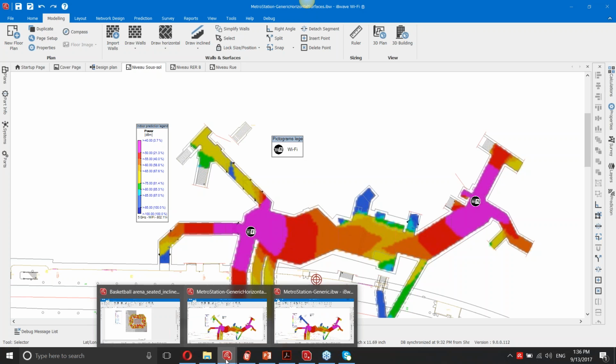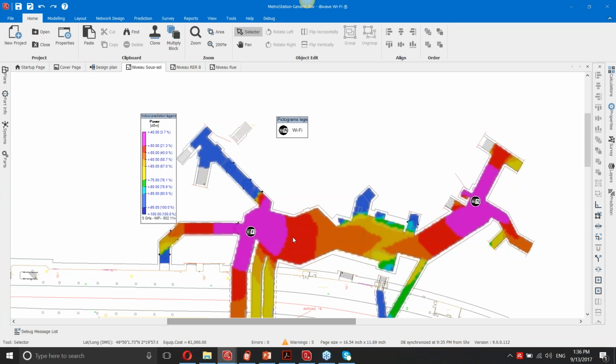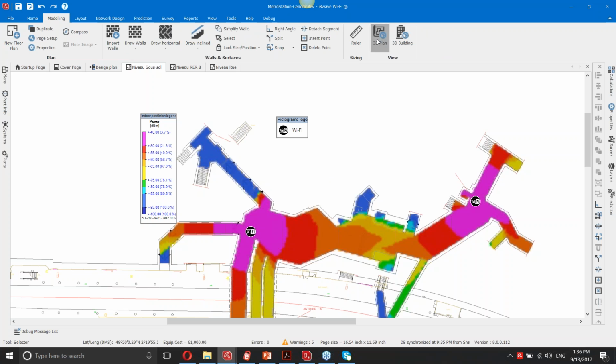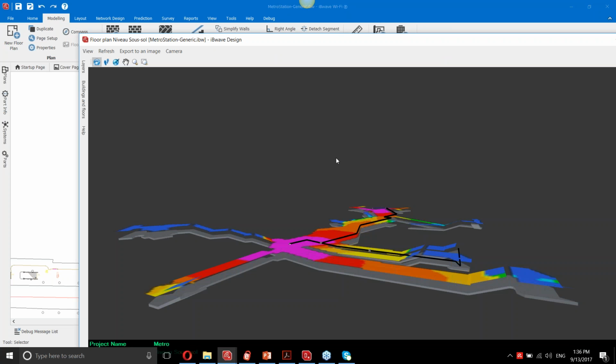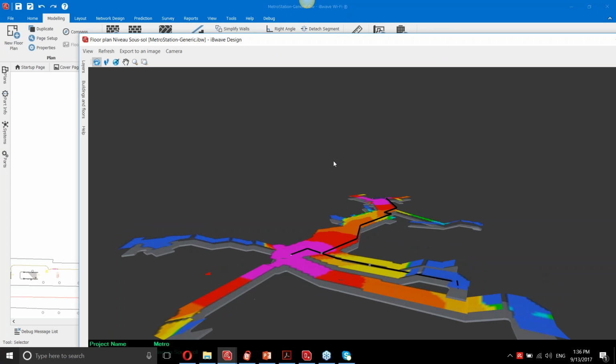All right, so that's when I do things incorrectly. What happens if I do things correctly, if I model this as an inclined surface? Well, the signal is much less. It's between negative 95 and negative 85. That's a 20 dB difference. That's a lot. And just to prove a point that this is really an inclined surface, I'm going to show you how it looks in 3D.